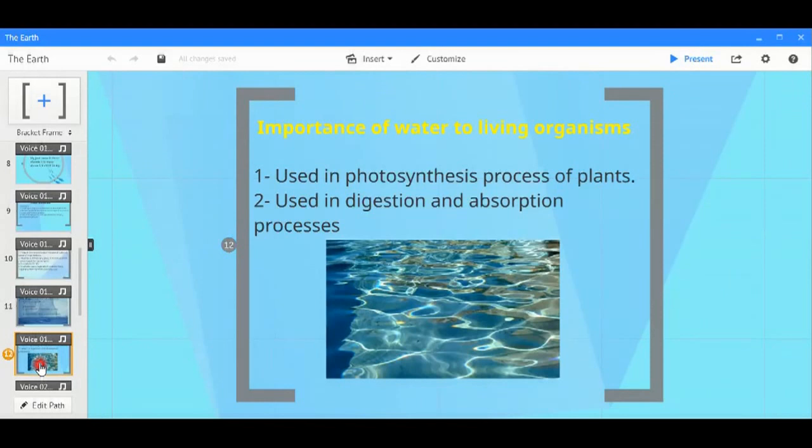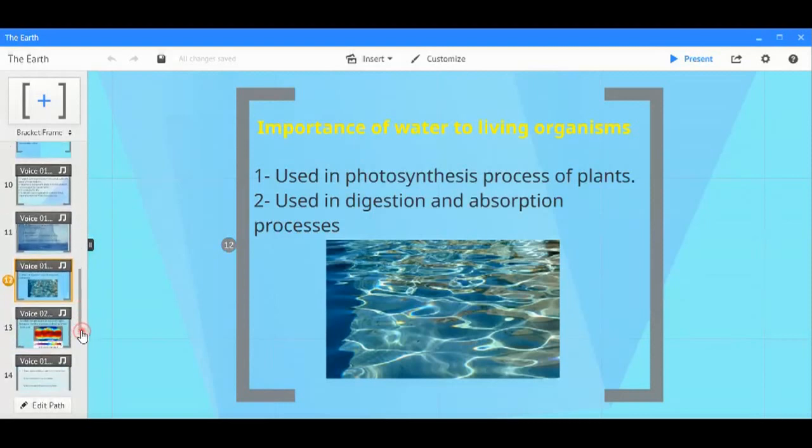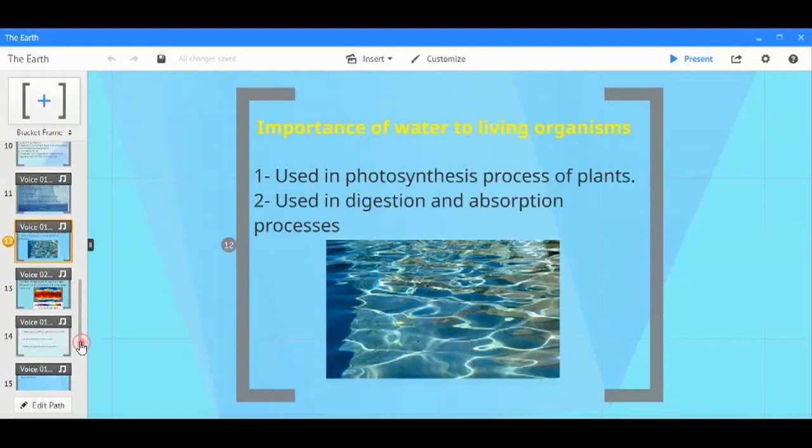And you know that more than 50% of known species live in an aquatic environment, live in water. So we still have a lot of species that you don't know, and the more than 50% that you know live in water, in an aquatic environment. So this is the importance of water. If you have any question, unmute yourself and ask me.